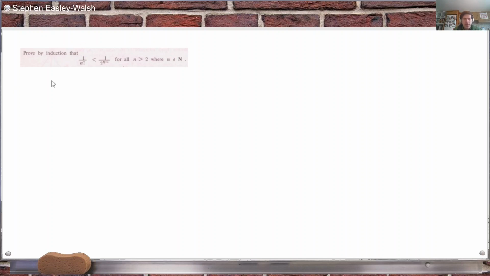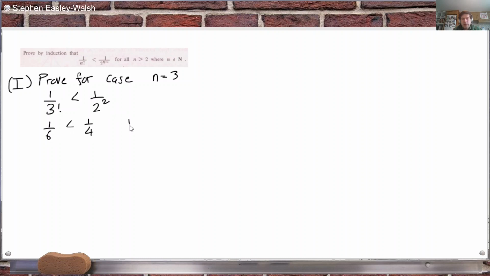Alright, it's an inequality proof by induction. So firstly, we want to prove for case n equals 3, that's the first case. So is 1 over 3 factorial less than 1 over 2 power 2? Is 1 over 6 less than 1 over 4? So that's done.